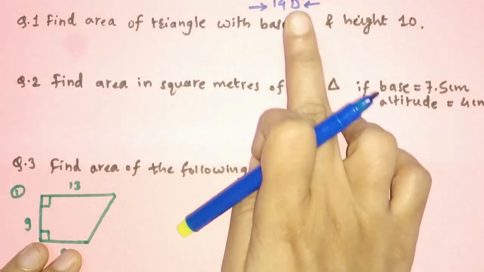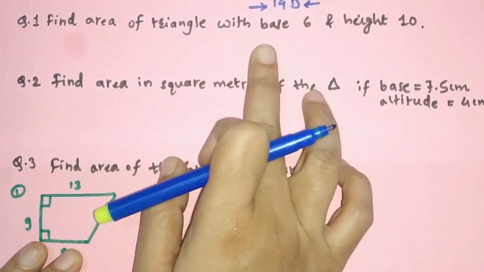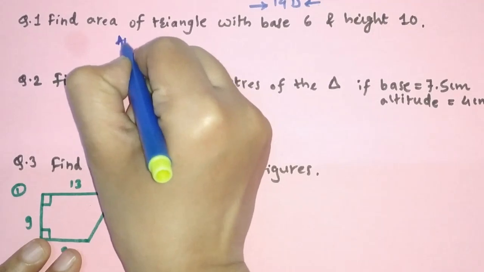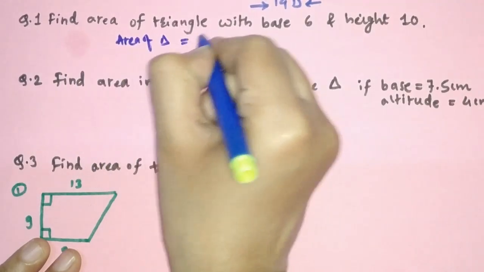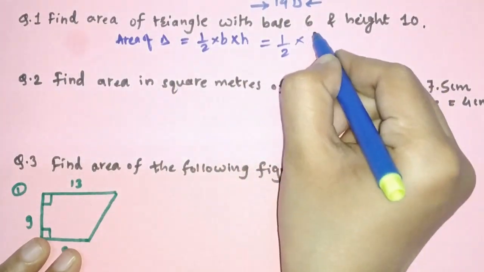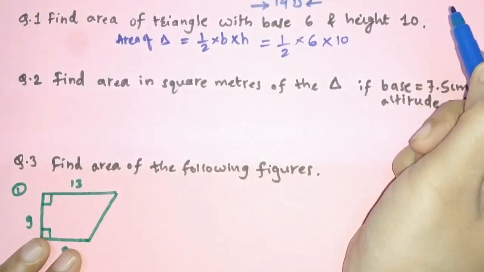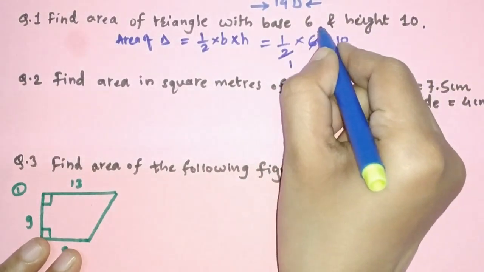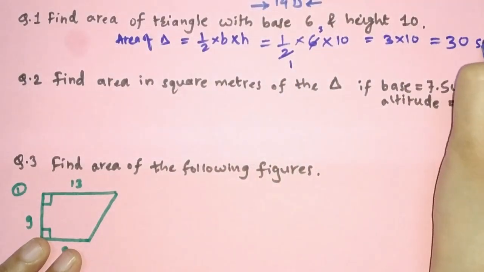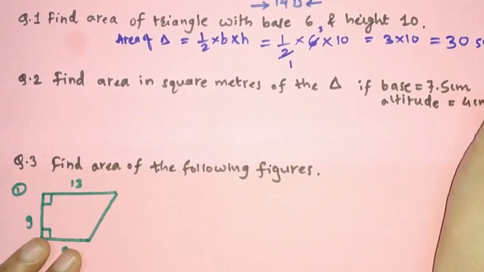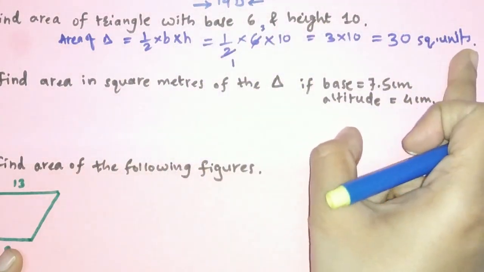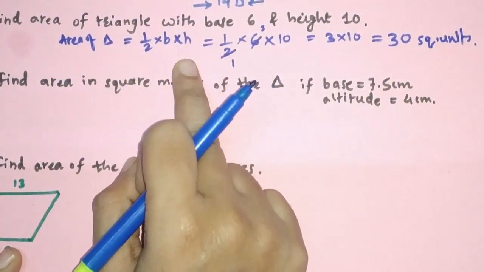So now friends, moving to this exercise: find the area of a triangle with base 6 and height 10. So just now we obtained our formula for the area of a triangle. The area of a triangle is equal to 1 by 2 base into height. I already have base, which is 6, and height is 10. So I'll put it in the formula: 2 1s are 2, 3s are, and here 3 into 10 is what? 30. So 30 square units is the answer. So the area of a triangle with base 6 and height 10 is 30 square units, by just putting the values in the formula.